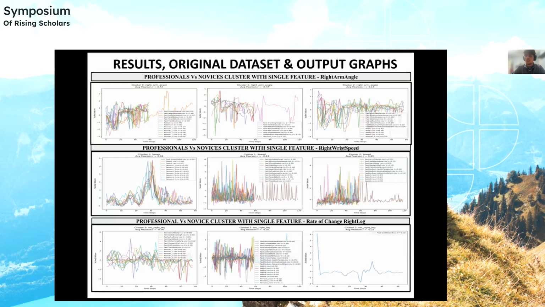And the same thing here. Since we can see a lot of the bowlers are falling with professionals, this is proving right arm angle is perfectly fine for all these bowlers. However, if we look at the right wrist speed, the linear wrist speed I talked about, you can see all the novices are falling in their own cluster, while all the professionals are falling within these clusters. So this is implying that wrist speed is a factor that these bowlers should work on.